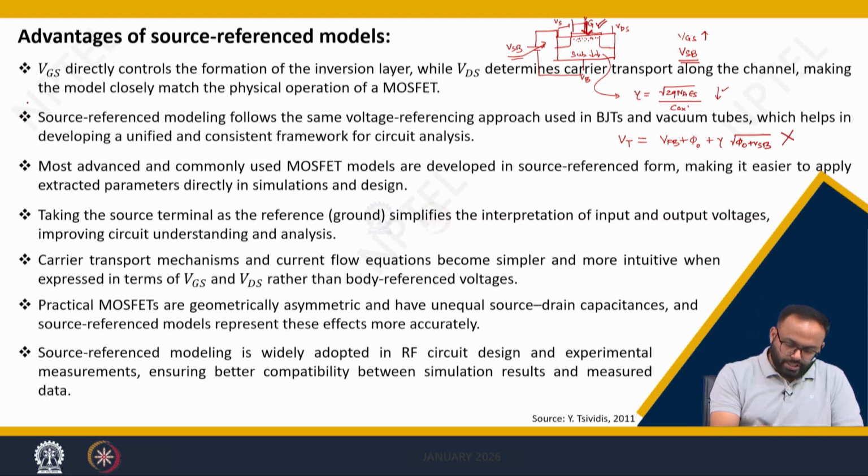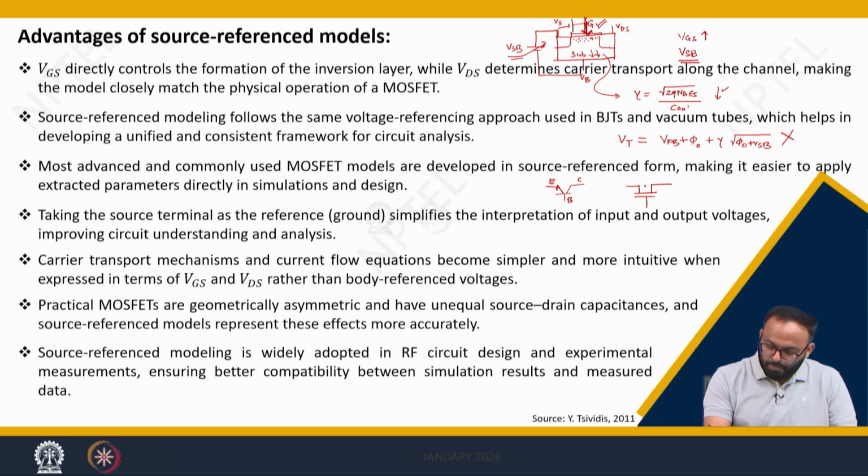The second advantage of the source reference model is historical, as all the devices we have read about so far, like triodes and BJTs, have 3 terminals, like emitter, collector and base. Following the same trend, the MOSFET also has 3 terminals, where the body is kept constant or tied to the source.